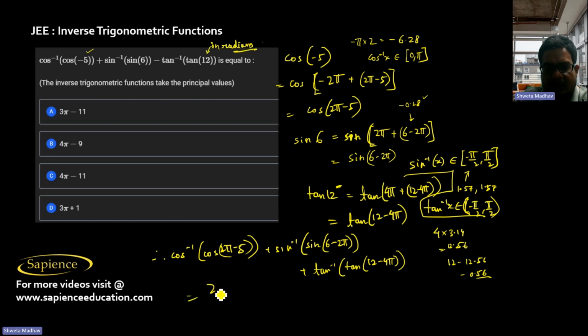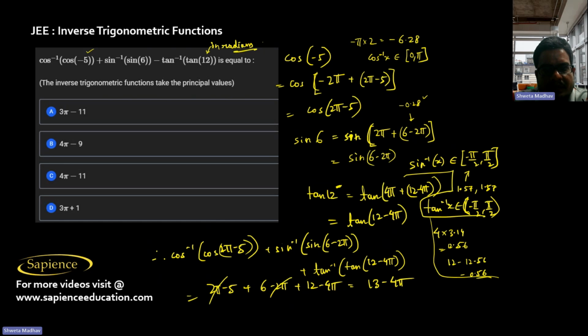So this will obviously be 2 pi minus 5, since it is within the principal value branch of cos. Then plus 6 minus 2 pi, plus this is 12 minus 4 pi. So the 2 pi will cancel. So this is 6 minus 5, that is 1, 1 plus 12, that is 13, 13 minus 4 pi.